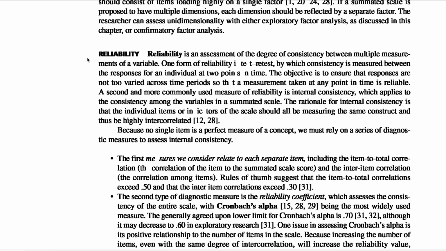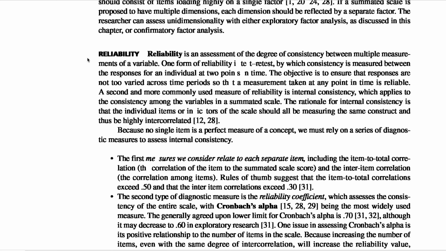What is reliability? Reliability is an assessment of the degree of consistency between multiple measurements of a variable. One form of reliability is test-retest, by which consistency is measured by the responses of an individual at two points in time. The objective is to ensure that responses are not too varied across time periods so that the measurement taken at any point in time is reliable.